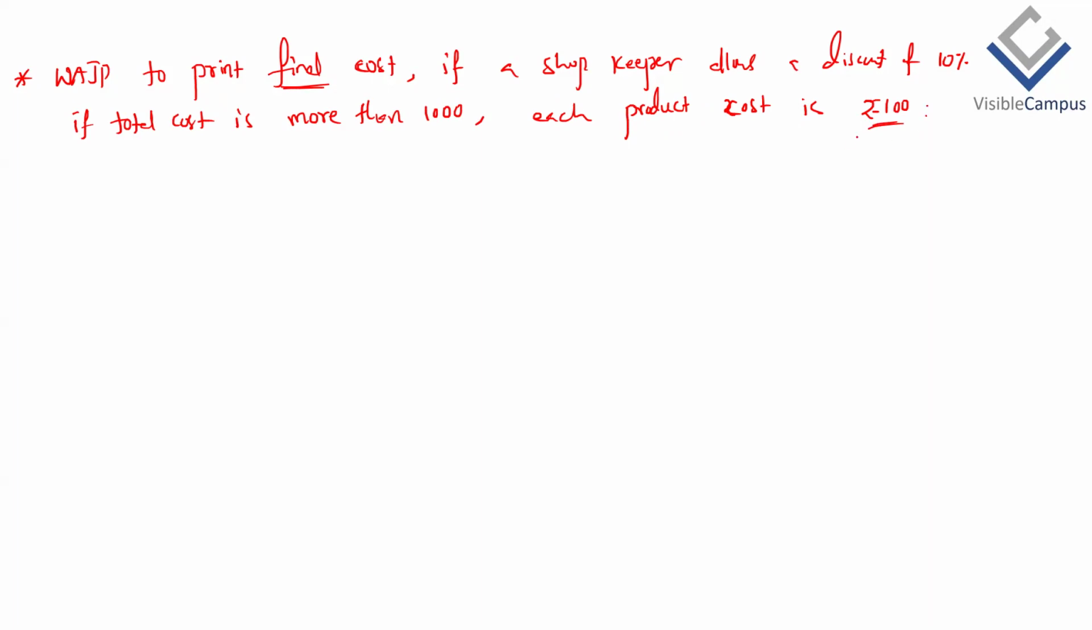For example, if you are buying 5 products, how much do you have to pay? One product costs 100 rupees, so 5 products cost 500, 10 products cost 1000. 11 products means 1100, which is more than 1000. Then we have to apply a 10% discount, and that is the final cost. We have to print it.